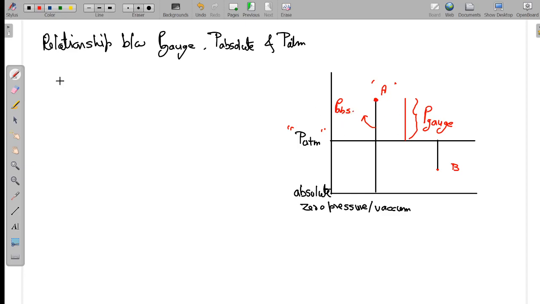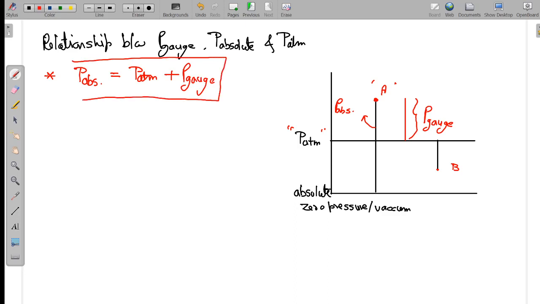So from here we can easily establish a relation: P absolute, I'm putting ABS, the short form for absolute, is equal to P atmospheric plus P gauge. Okay, this is the first relation between the atmospheric pressure, absolute pressure and gauge pressure. This much is the atmospheric pressure. So if I am adding atmospheric pressure plus gauge pressure, then it gives me the absolute pressure.